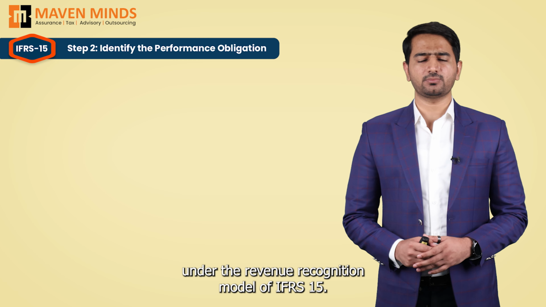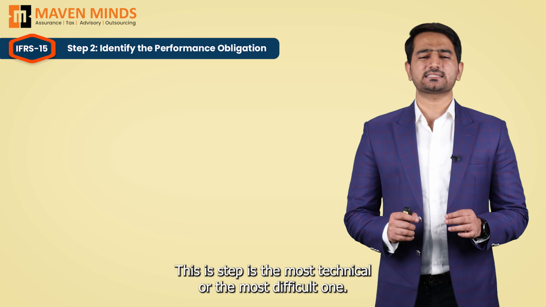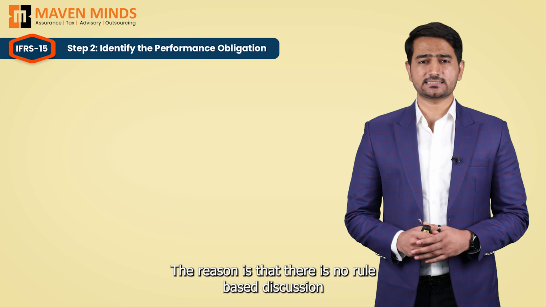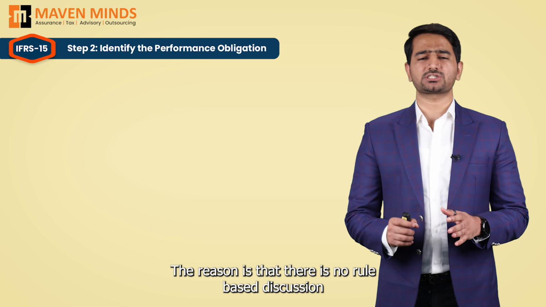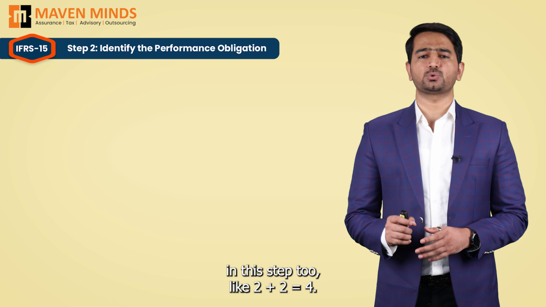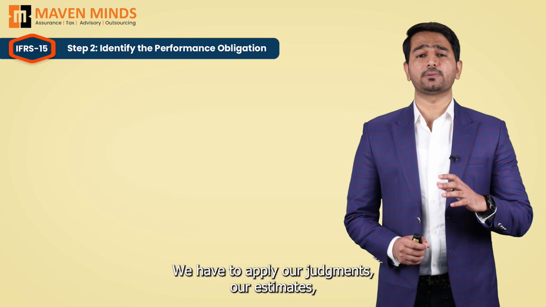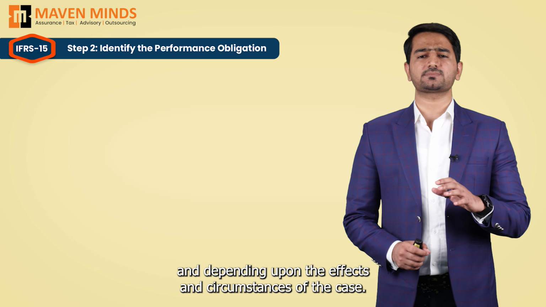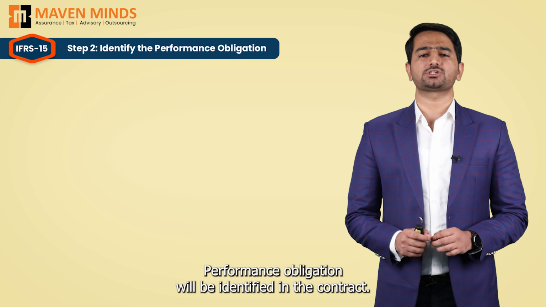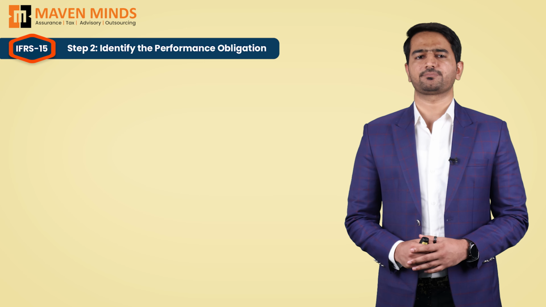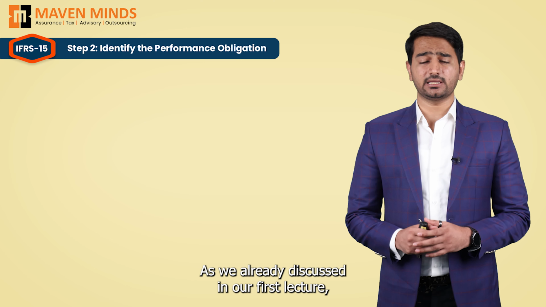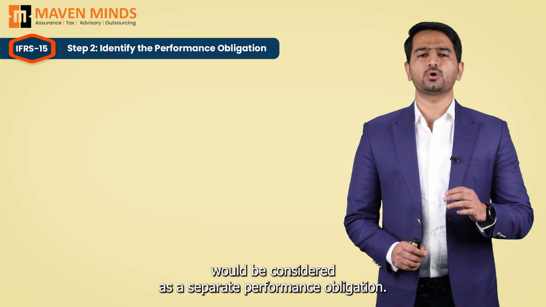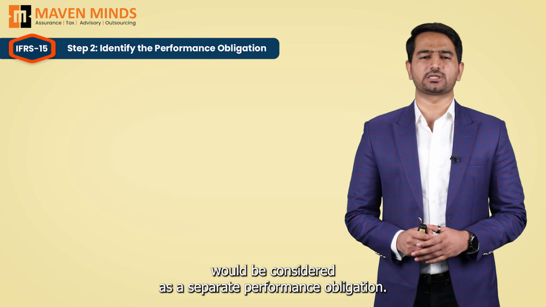Under the revenue recognition model of IFRS 15, this step is the most technical or the most difficult one. The reason is that there is no rule-based discussion in step 2, like 2 plus 2 equals to 4. We have to apply our judgments, our estimates, and depending upon the facts and circumstances of the case, performance obligation will be identified in the contract. As we already discussed in our first lecture, every distinct goods and service in the contract would be considered as a separate performance obligation.